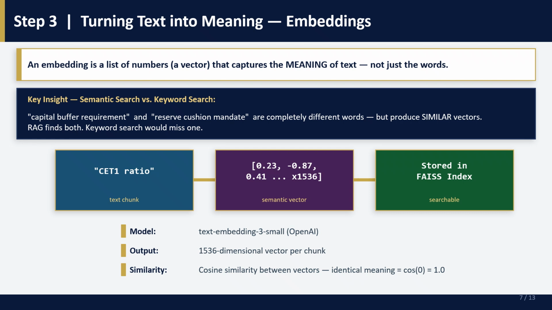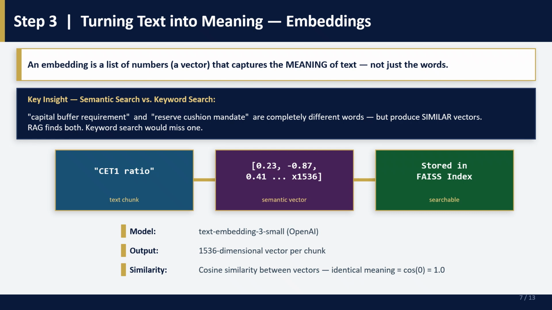The phrase capital buffer requirement and the phrase reserve cushion mandate use completely different words. So a keyword search would treat these as unrelated, but their embeddings, their semantic vectors, are very similar because they mean the same thing. So we are using OpenAI's text-embedding-3-small model. It takes any chunk of text and returns a 1536-dimensional vector. You can think of it as a point in 1536-dimensional space where similar meanings cluster together.